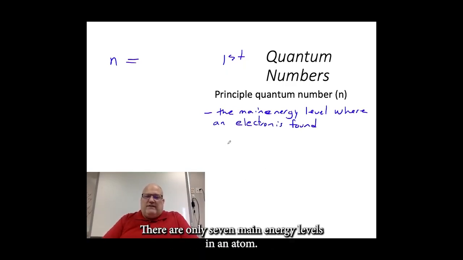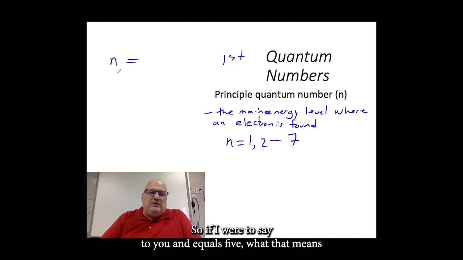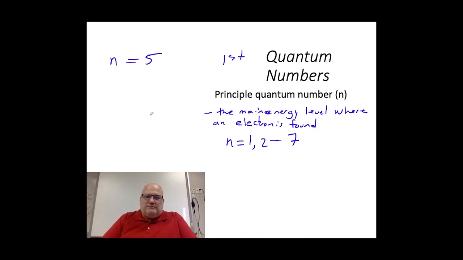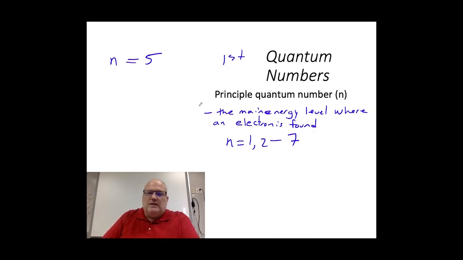There are only 7 main energy levels in an atom, so the values for n can simply be 1 through 7. So if I were to say to you n equals 5, what that means is that the electron I'm looking for is found in the 5th energy level. So first quantum number is called the principal quantum number. It has the symbol n.